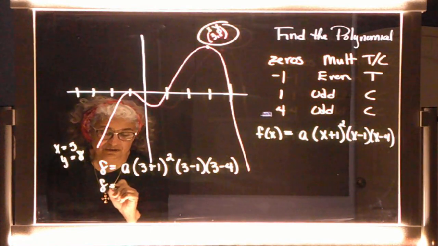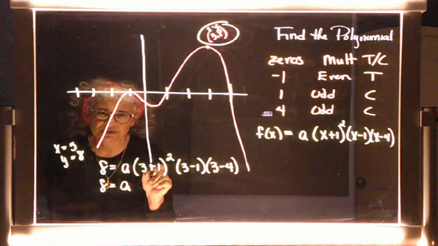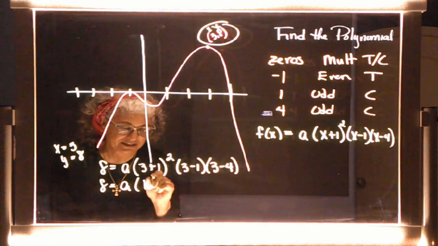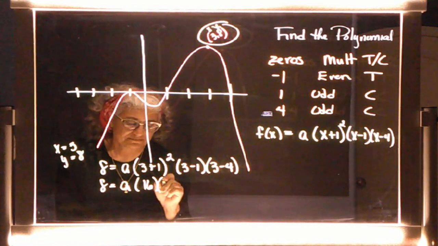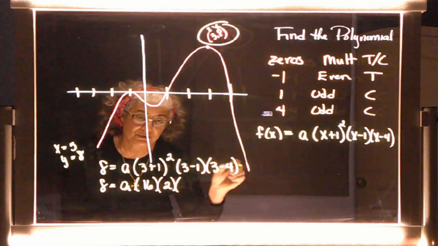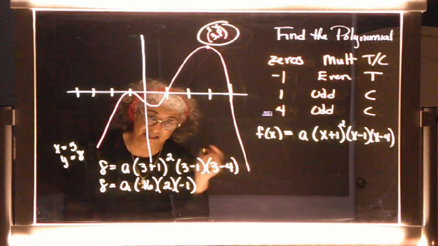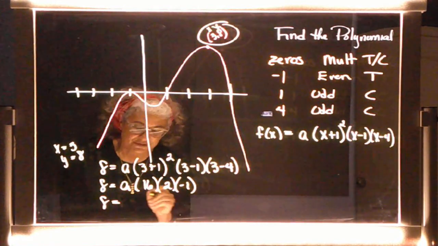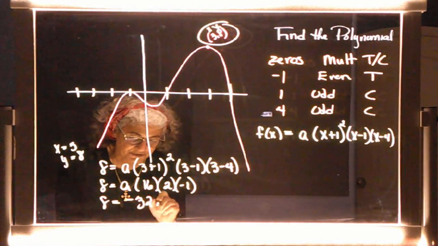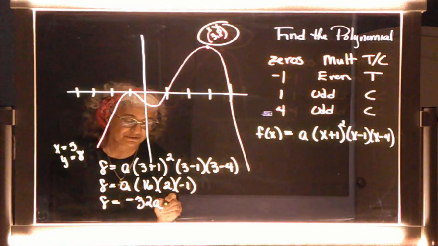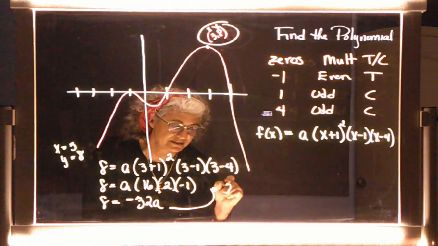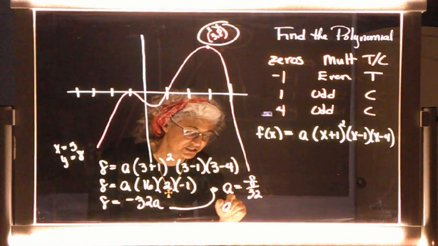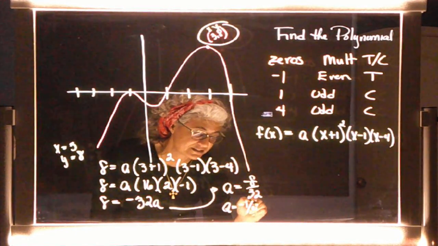Okay, so let's keep working. What's 3 plus 1? Good, 4. Squared? Good, 16. 3 minus 1? That's 2. 3 minus 4? Negative 1. Okay, I know some of you had your calculators out. Hopefully you could do without your calculator. So I have 8 equals negative 32a. And when I solve for a, I get negative 8 over 32, which does reduce to a negative 1/4, doesn't it?